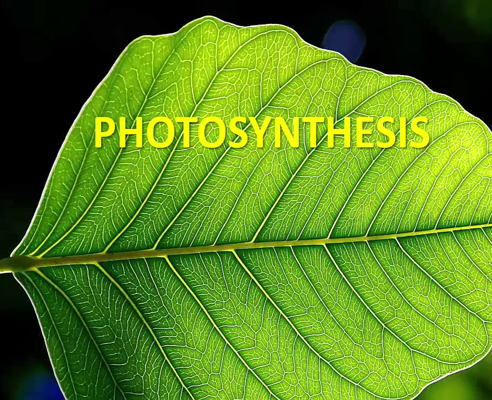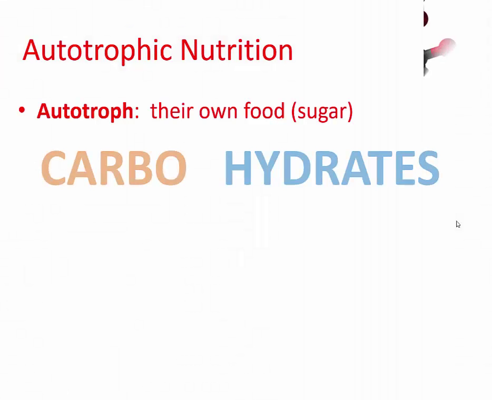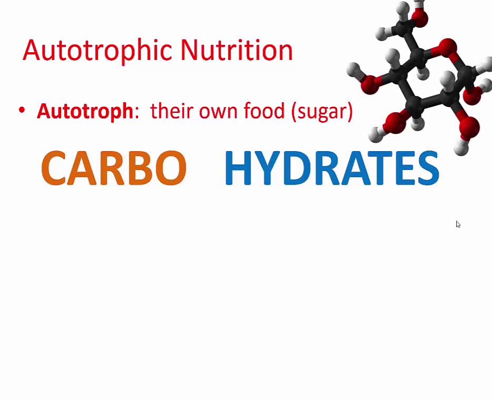Okay, so we're going to be discussing photosynthesis today. Photosynthesis is a form of autotrophic nutrition, which just basically means this organism is making their own food. And by food, we really mean sugar. So the food essentially that's being made is carbohydrates.